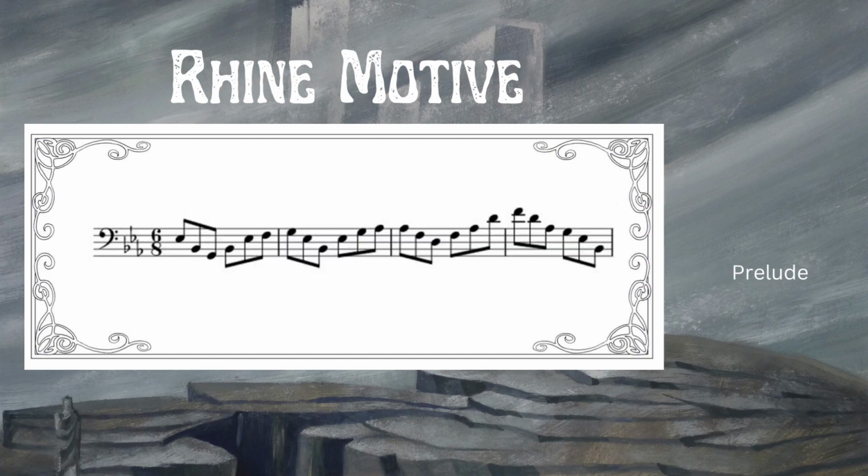After a few minutes, the motif transforms into a swaying melody that represents the gliding of the Rhine. It is the Rhine motif, with its pentatonic and major harmony, presenting the world in its natural order.